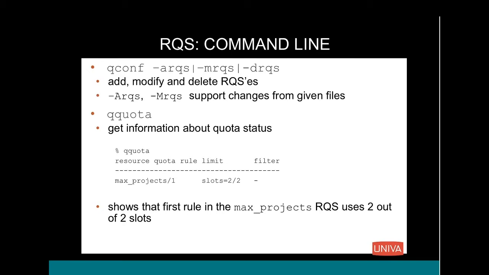So in this example here, in the match project's resource quota set, the first rule was the one that was triggered, and so now that limit is being enforced, which is slots equals 2 over 2. So that gives you an idea of within each resource quota set which rule is actually being enforced at any given time. That does make it easier to find out which rule within any particular resource quota set is being enforced. And so it does help debug situations where you may end up having resource quota sets trigger that you didn't expect.